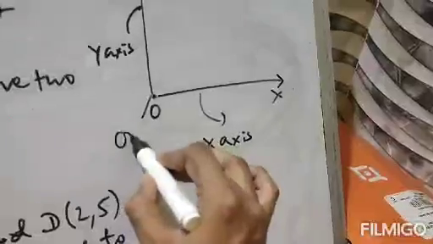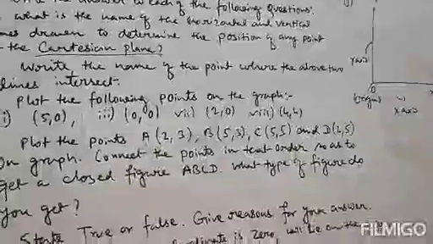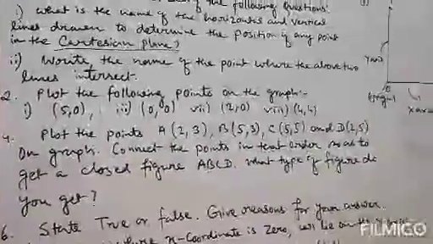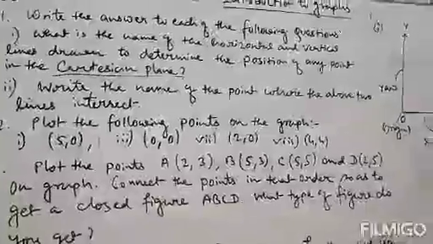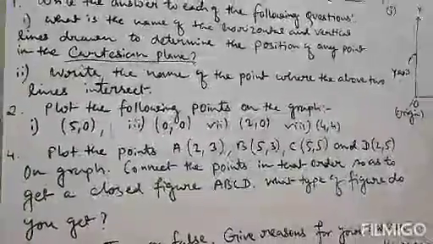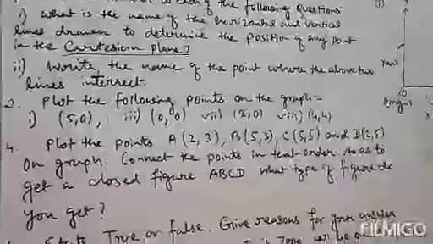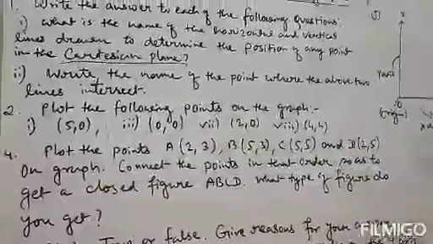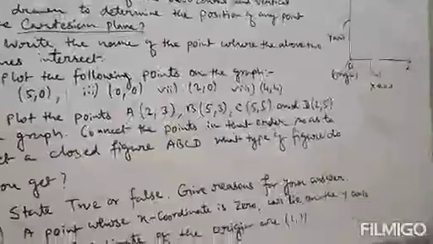This is the origin. So your answer will be: the name of the point where the above two lines intersect is origin. So just write the statement in answer form. Question number 2, the name of the point where the above two lines intersect is origin. Clear? Next, question number 1 is complete.